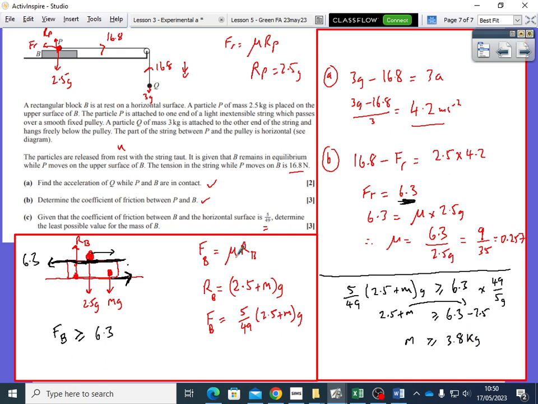So it's going to be greater than that, so the least possible mass of B is 3.8 kg. Okay, obviously it can be more than that because it won't shift, but it's got to be at least that for it to not move, for it to overcome this friction at the top, which is kind of pushing it that way. Okay, which is going in that direction to the left. This is good. Okay, hope that helps.